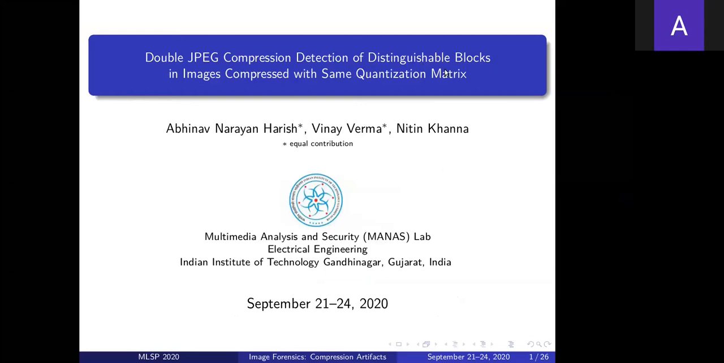Hello everyone, I am Abhinav Narayan Harish, and today I'll be discussing our approach, double JPEG compression detection of distinguishable blocks in images compressed with the same quantization matrix in MLSP 2020.